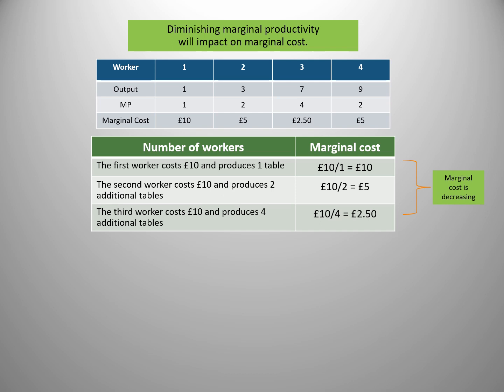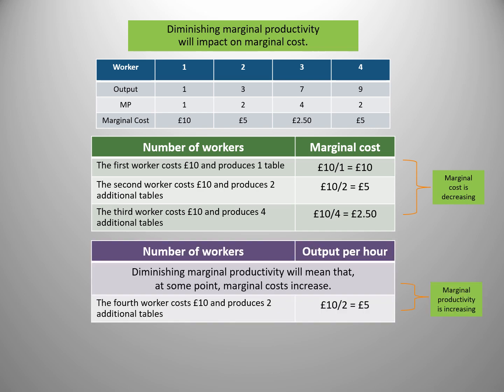The marginal cost for each table is therefore £10 divided by 2 equals £5. The third worker costs £10 but produces 4 additional tables. The marginal cost is £10 divided by 4 equals £2.50. The fourth worker costs £10 and produces 2 additional tables. The marginal cost is £10 divided by 2 equals £5.